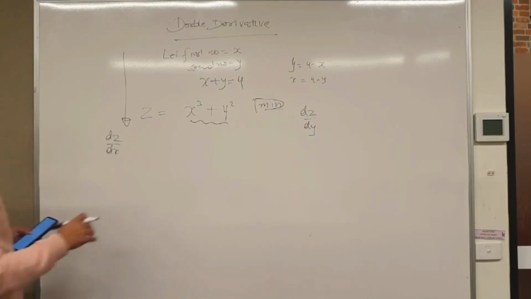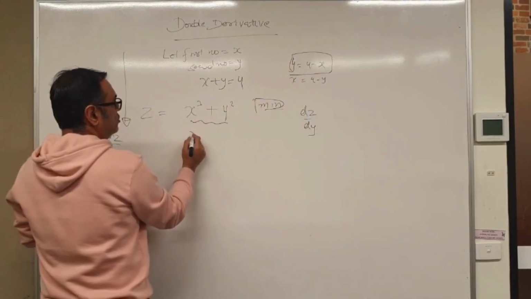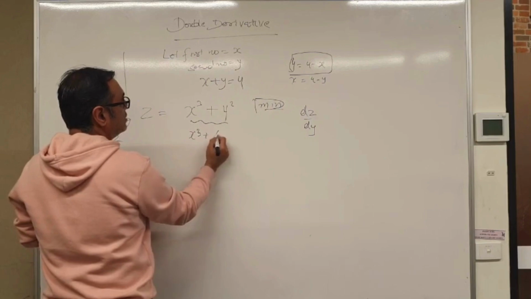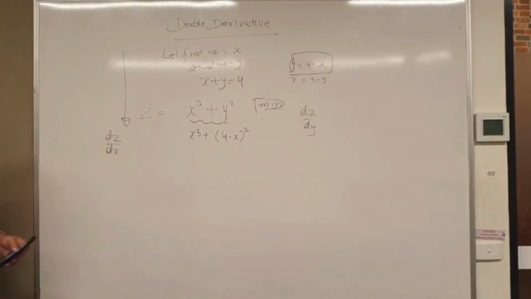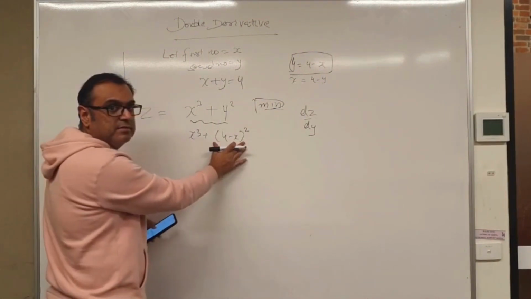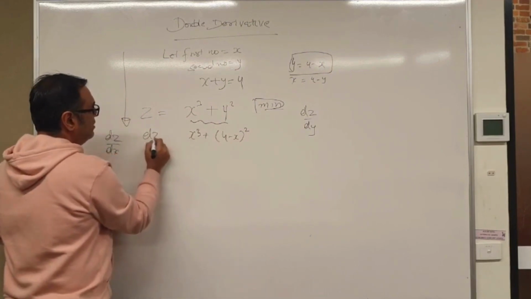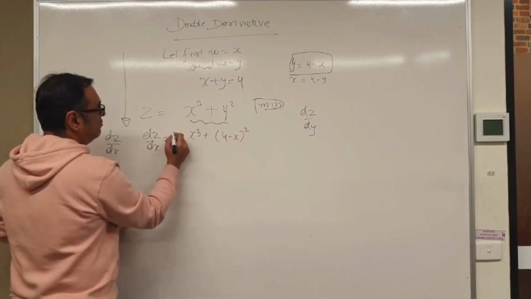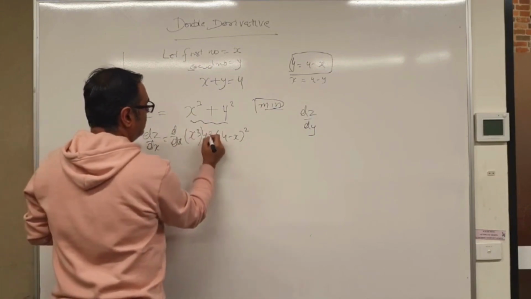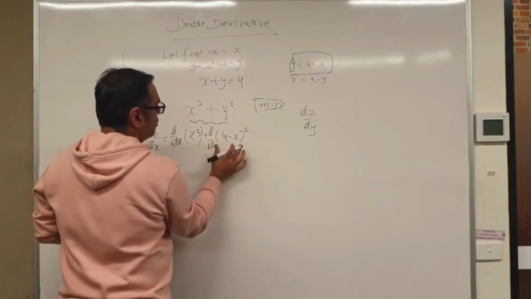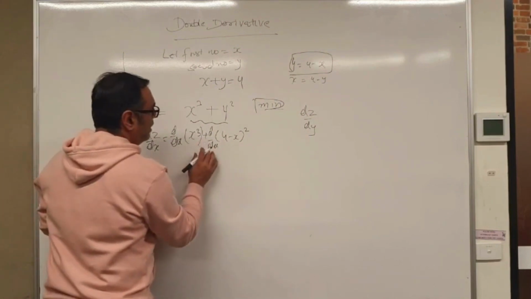See, if you say y equals 4 minus x, you land up here with x cubed plus (4 minus x) whole squared. Then the only challenge will be this bit. And you said dz by dx, then you find d by dx of this and d by dx of this, right?